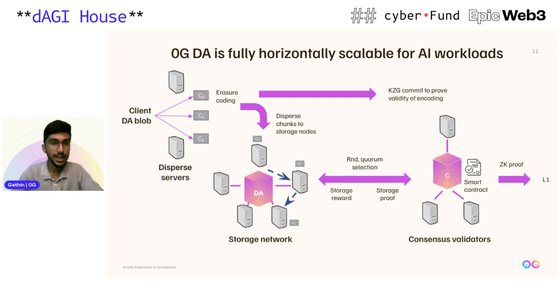The client DA blob on the left side is the client. He sends in the data availability layer blob, that is the data that needs to be stored. The disperser servers are present, which will do the erasure coding, splitting it into chunks, which you can see on the slide as C0, C1, and C2. Erasure coding is nothing but splitting the data into various chunks. The disperser servers will disperse these chunks into all the storage nodes. The chunks are not present in consecutive order. They are dispersed all across the storage nodes.